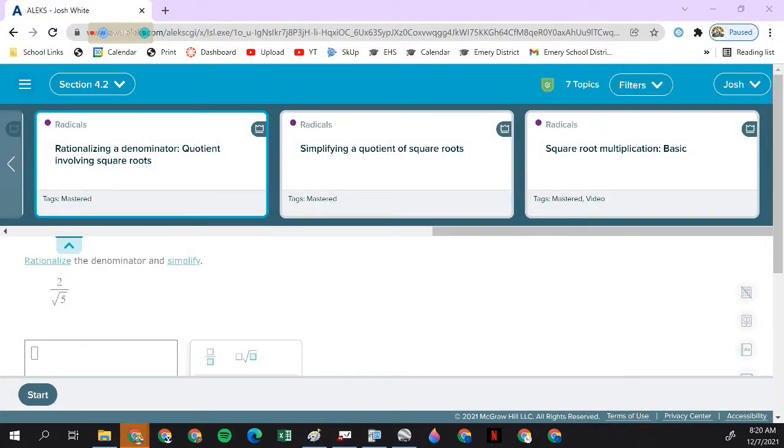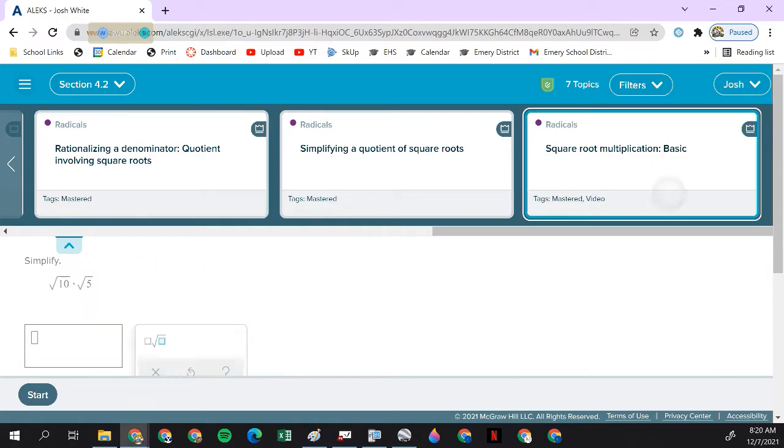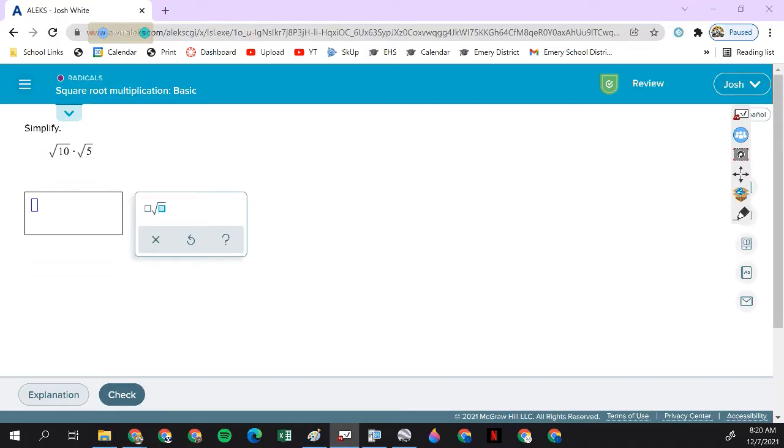Today we're working on 4.2, and it deals with multiplying and dividing square roots. So we'll start out with this one. Anytime you're multiplying square roots together, you multiply outside times outside and inside times inside. So in this case, the outside of both of them would be a 1.